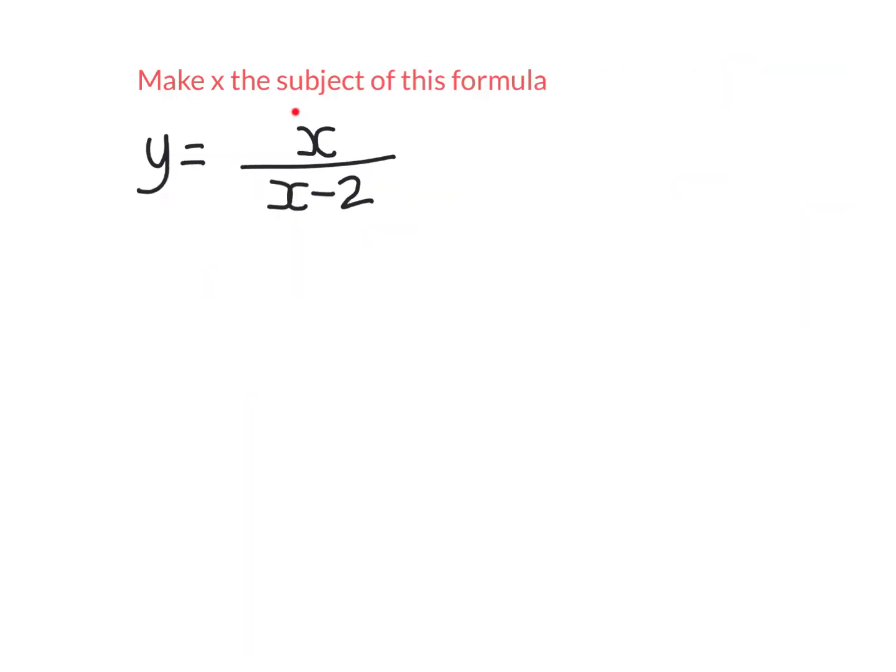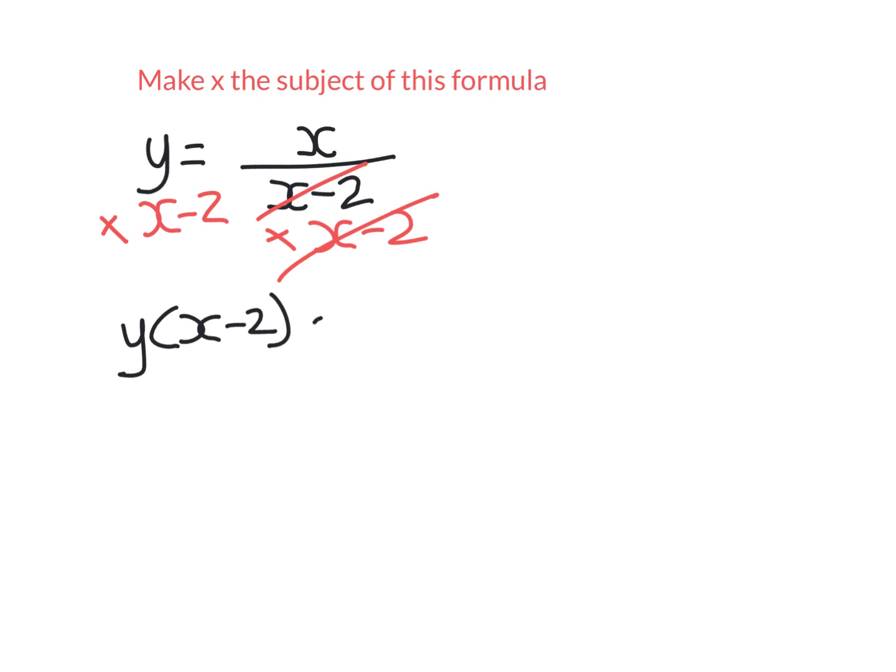So let's have a go at rearranging this formula to make x the subject, which turns out will be quite tricky. But what I really want to do is get x in just one spot. So just like I would for normal equations, I'm going to get rid of the fraction. I'm going to do this by timesing by its denominator. If I divide by x minus 2 and times x minus 2, they cancel each other out. Once again, what you do to one side, you must do to the other. So the left-hand side becomes y times x minus 2 equals x.